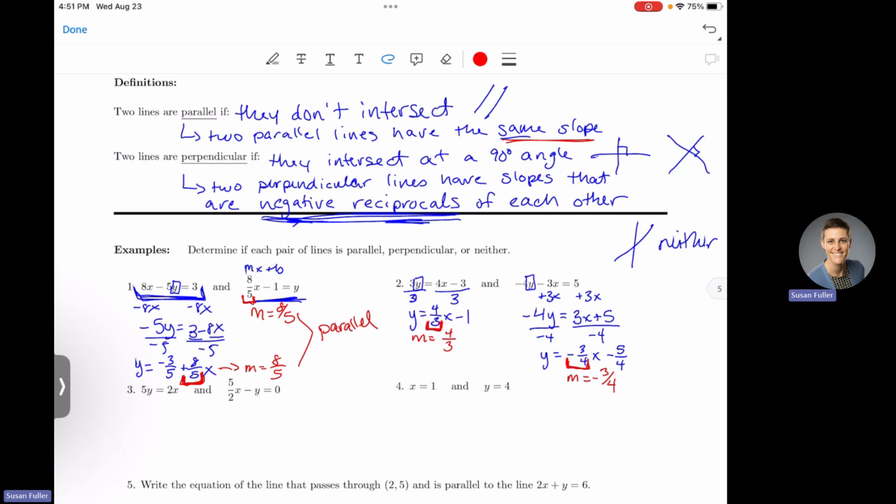So I'm going to look at these two values, 4/3 and negative 3/4. Notice that they are negative reciprocals of each other. One is positive and one is negative. That means they have opposite signs. And one is upside down of the other one. So these are negative reciprocals. These lines are perpendicular. Perpendicular is a long word. There we go. These lines are perpendicular.